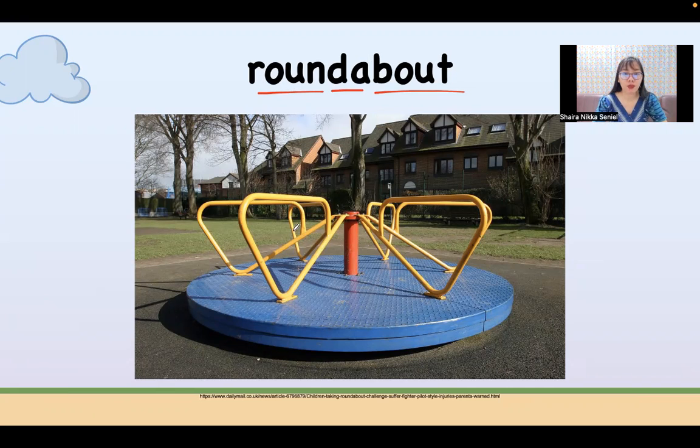Roundabout. Okay, roundabout. So children can stand here, can stand this part, and then this part, and then you need to turn this thing. So round, roundabout, okay.